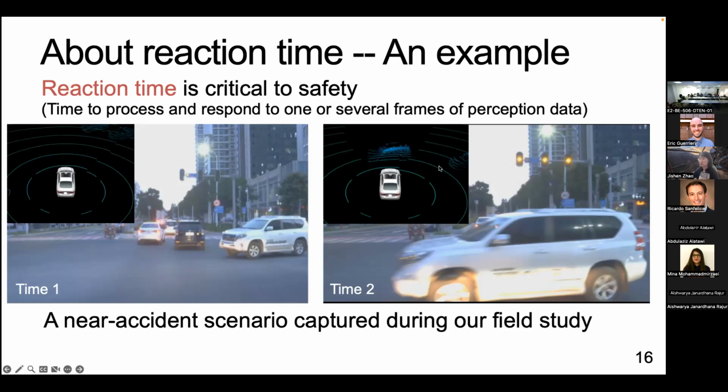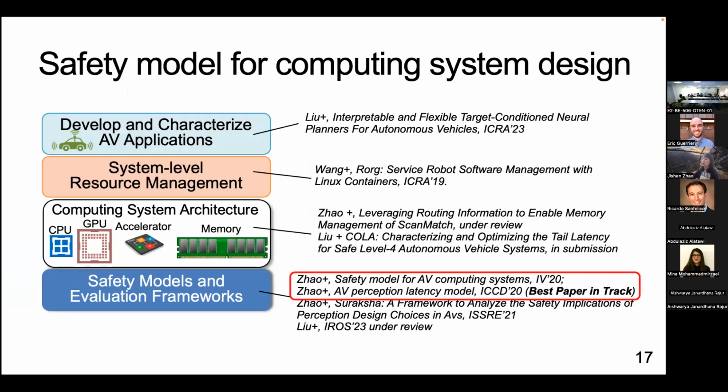But it's not the normal or general case, because most of the time there is no such quick reaction time requirement. So our goal is to ensure that in the general case the car runs efficiently, but once there's a safety-critical scenario that requires really quick reaction time, the car can still meet that requirement. One of our works is to better understand the computer system design requirements to guarantee the safety of autonomous driving.